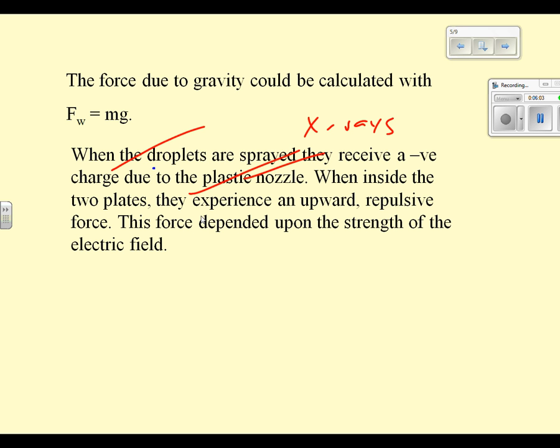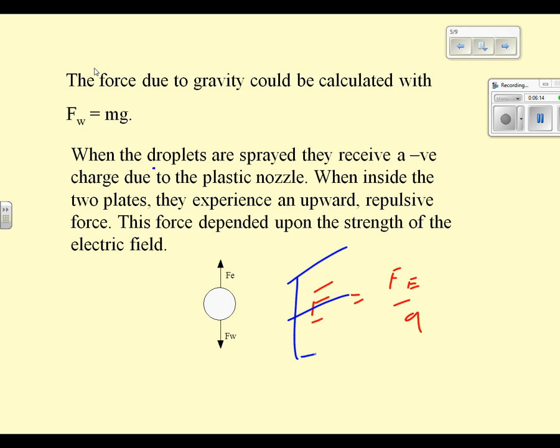This force depends upon the strength of the electric field. Why? Because E is equal to Fe over Q. And so if you've got a bigger E value, then you get a bigger electric force, right? So as he increases the electric field, the electric force also increases.